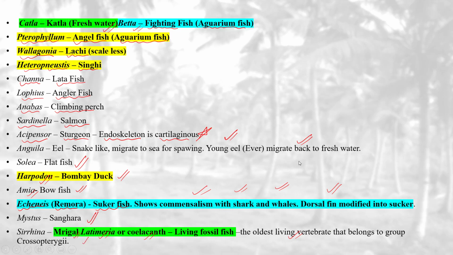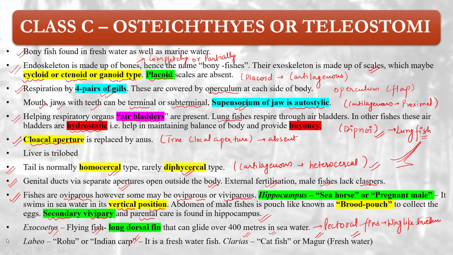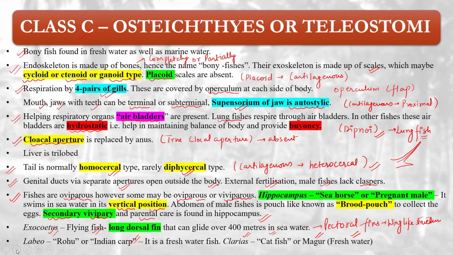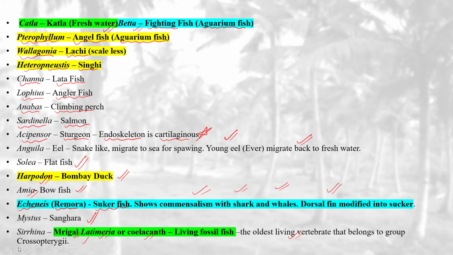Crossopterygians I have already shared in the last lecture. It includes Rhipidistia, Osteolepis, the most primitive amphibians, meaning proto-amphibians. That is why I have mentioned over here that Latimeria chalumnae is also a living fossil fish which is considered a proto-amphibian.